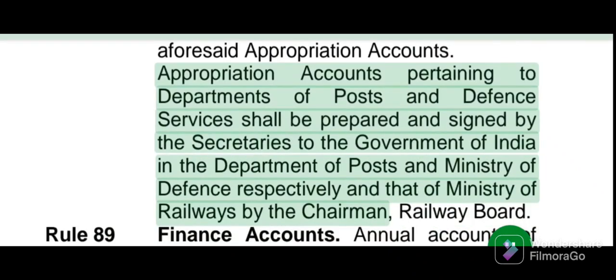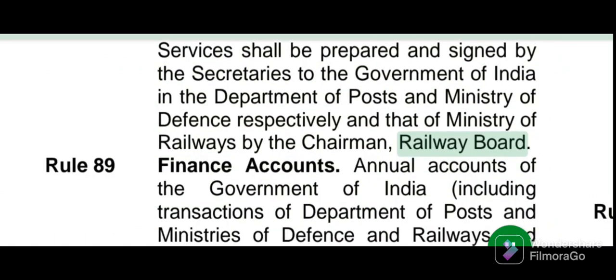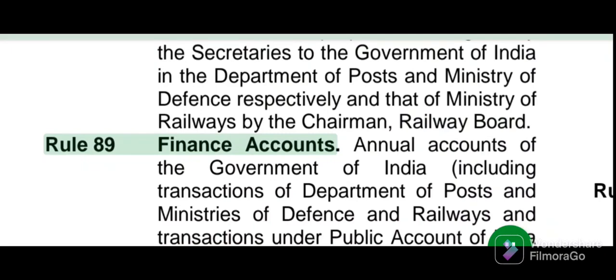Appropriation accounts pertaining to Departments of Posts and Defence Services shall be prepared and signed by the Secretaries to the Government of India in the Department of Posts and Ministry of Defence respectively and that of Ministry of Railways by the Chairman, Railway Board. Rule 89 Finance Accounts.